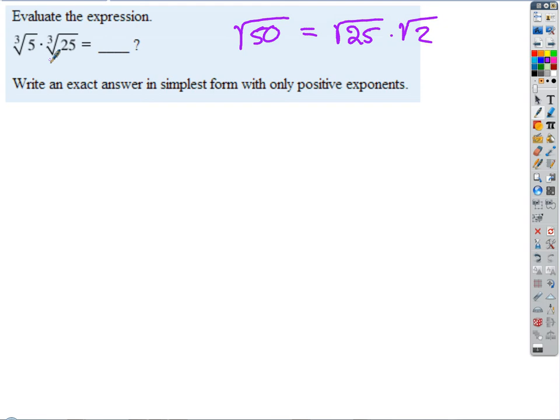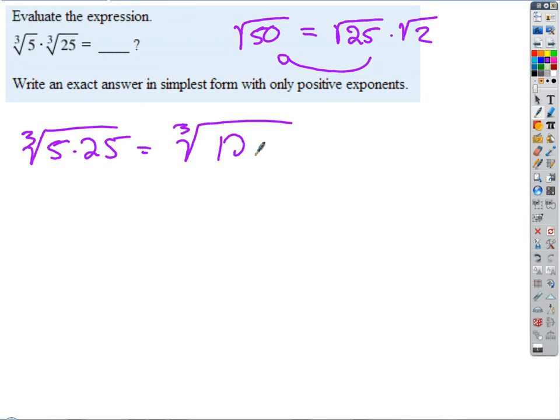What could I do? If I reverse the process of splitting them up, I could have started here and gone there. So it's going to be what? It's going to be the cube root of 5 times 25 under 1. Because it's the same kind of radical, I can squash them together, condense them into 1, and I get cube root of 125, which is what? 5. Okay.